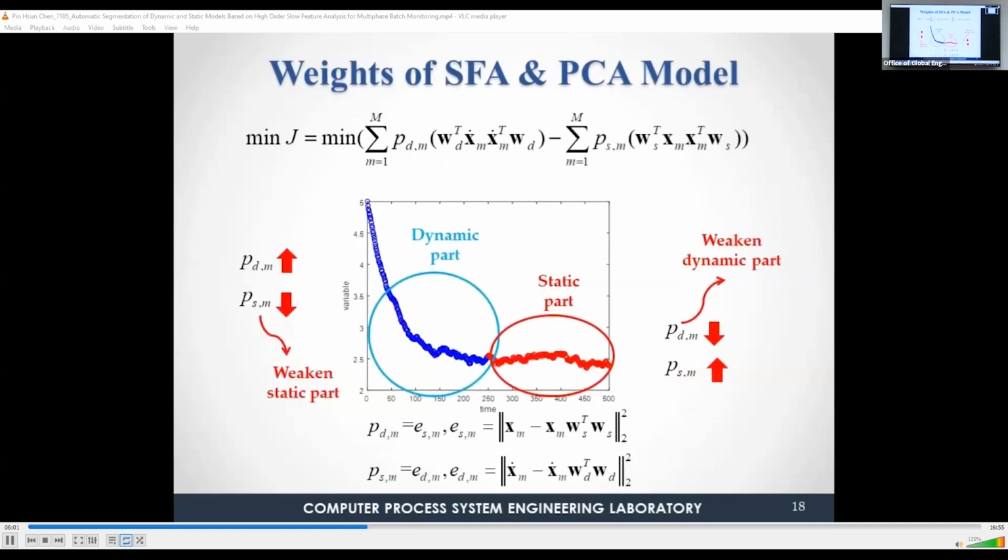In the beginning, the weight is defined as the reconstruction error of the other model. For example, the weight of the SFA model uses the reconstruction error of PCA, and the weight of the PCA model uses the reconstruction error of SFA. Because the reconstruction error is very large if the static model is used at a dynamic time point. In this way, the static model can be weakened to strengthen the dynamic model in the dynamic part, and the dynamic model can be weakened to strengthen the static model in the static part.